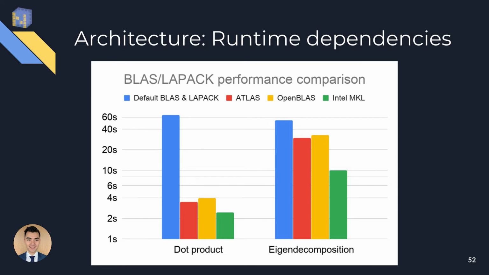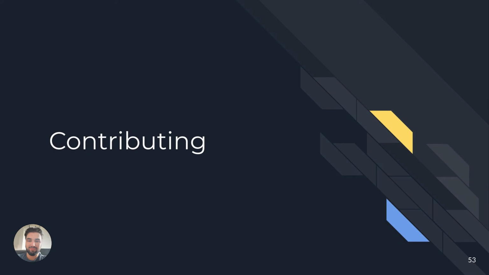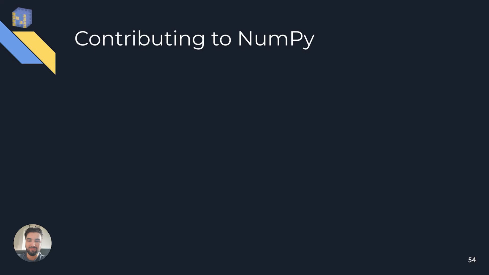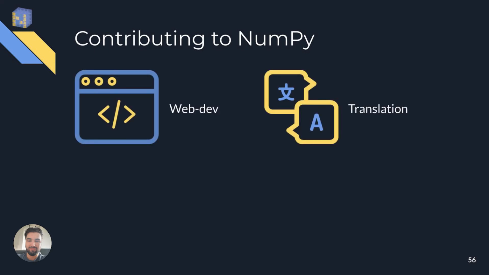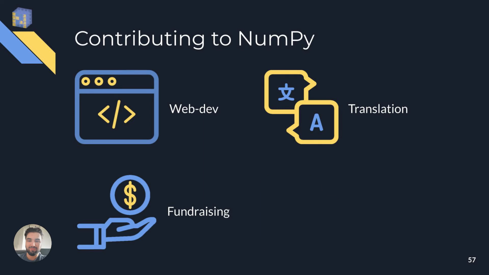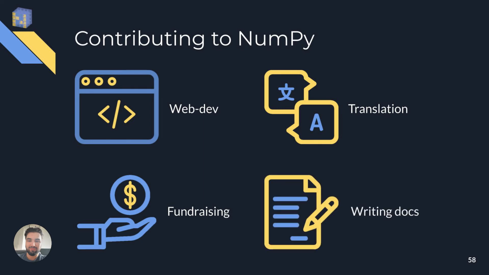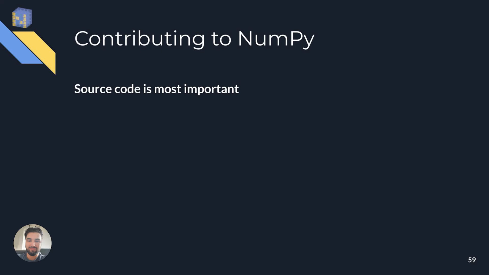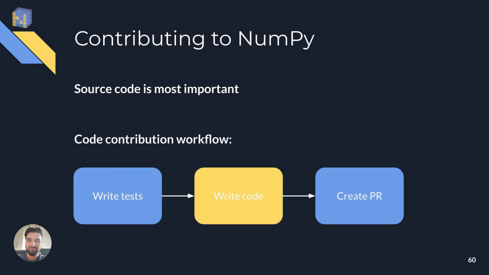An important aspect of an open source system is of course contributing. When a programmer wants to contribute to NumPy, there are several different possible activities to take part in, and it's not only about code. Examples of other activities could be website development, translating content, fundraising, or writing technical documentation. The most important activity, however, is writing code. So let's take a look at the workflow of code development in a little more depth.